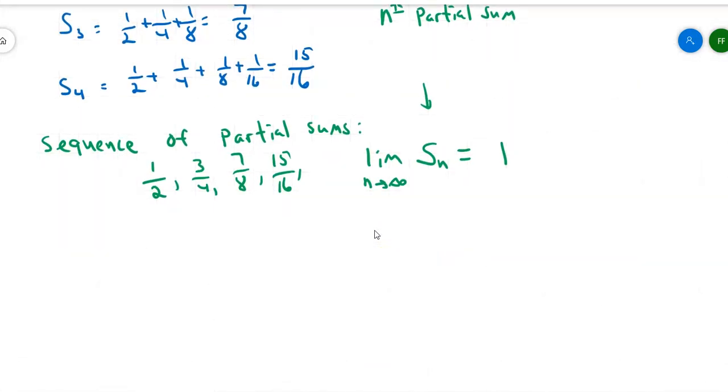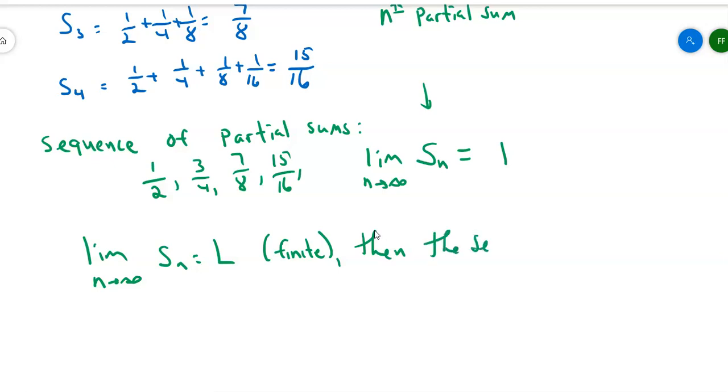So if the sequence of partial sums has a finite limit, so if the limit as n approaches infinity of the nth partial sum is some finite value, then the series converges. Remember, the series is the thing with that summation notation, the sum from k equals 1 to infinity of all the a sub k's. That series converges.